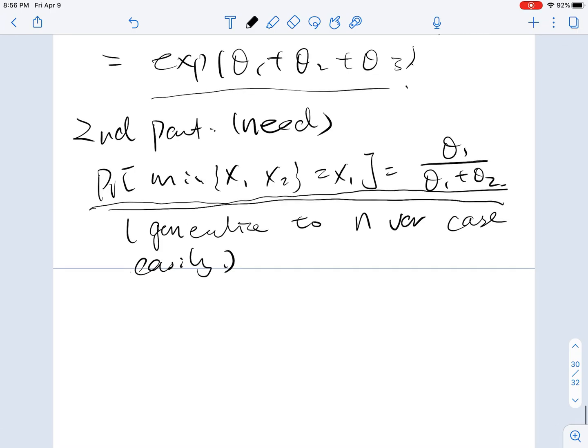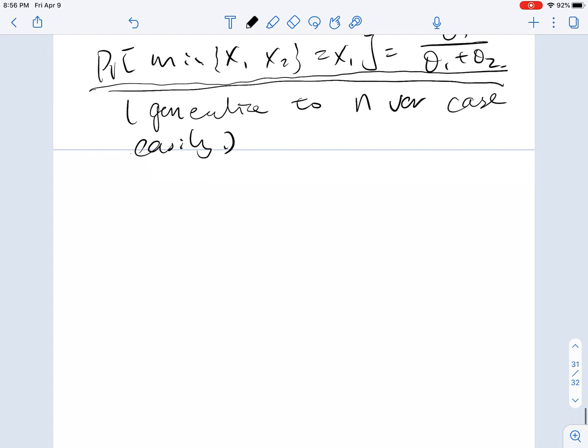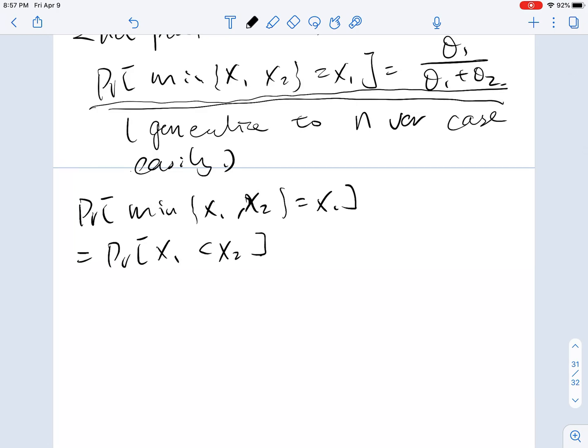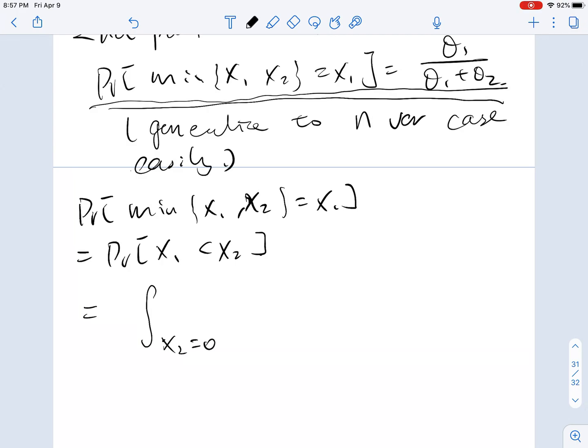So when we want to stick to this one, in order to get this out, it seems that there are not too many tools available. We just do calculus patiently, right? So the probability that the minimum of x1, x2 is equal to x1 implies that the probability of x1 less than x2, right? So let's just do the straightforward calculation, integration. So x2 can move from 0 to infinity. In this case, x1 can move from 0 to x2, right? Because I need x1 to be smaller than x2, right?